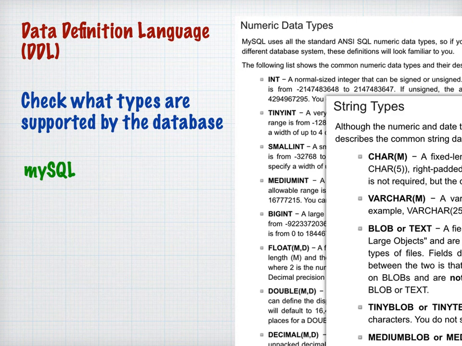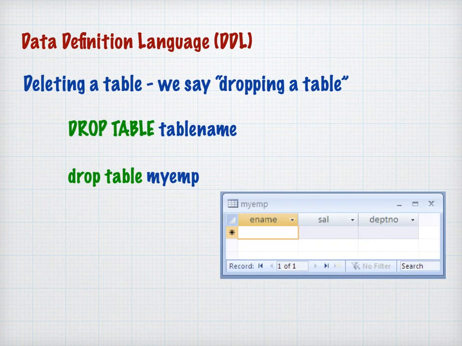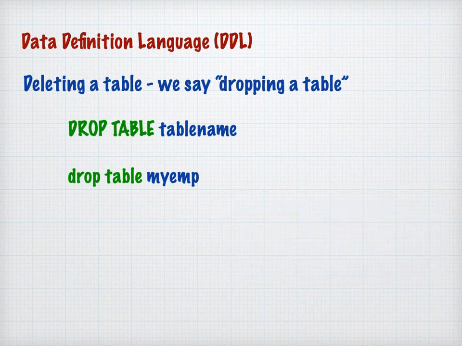Well, another part of the data definition language is not creating a table, but removing a table. Now, in the database world, when we want to remove a table, we say we are dropping the table. We have to be quite careful here, so just watch out for that language. We say drop a table, and the syntax for dropping a table is simply this. We simply go drop table, table name. So in this instance, if we wanted to completely remove myemp, the table, and all of its contents, we would go drop table myemp, and the table would disappear.